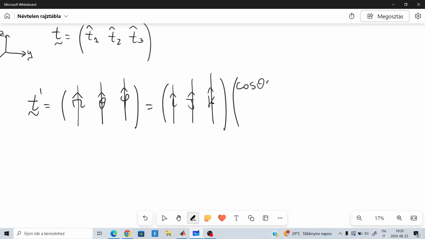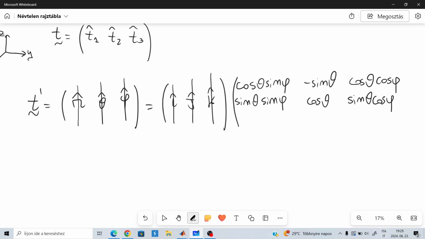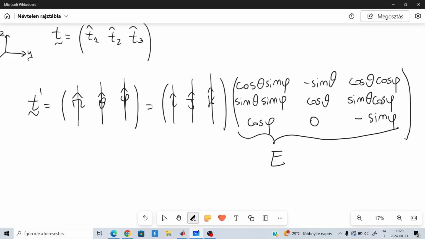So I have the cosine of theta sine phi, minus sine theta, cosine theta cosine phi, sine theta sine phi, cosine theta, sine theta cosine phi, cosine phi, 0, minus sine phi. So this is basically a matrix that I will call E. This matrix here is what we previously called T tilde, and this is T prime tilde.